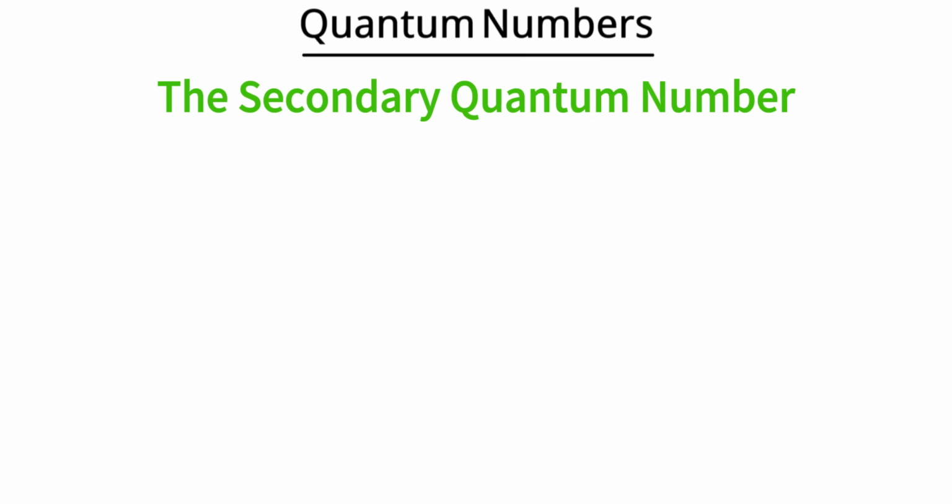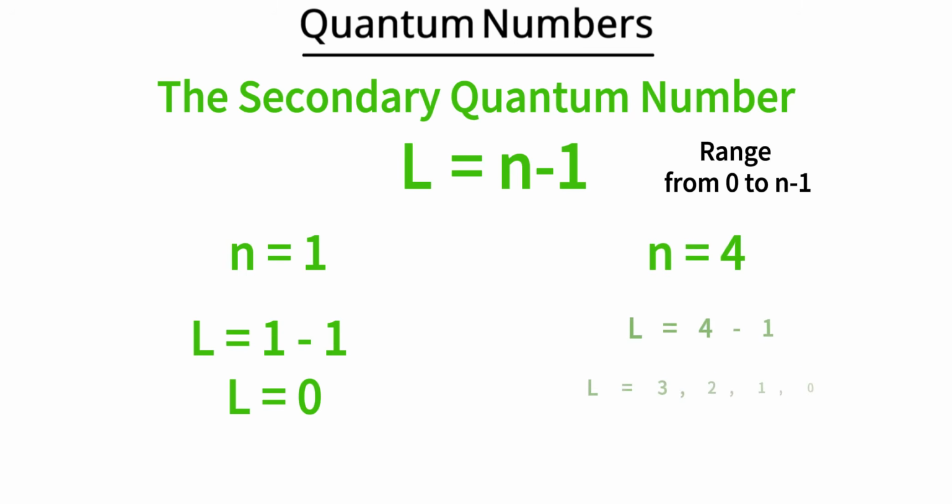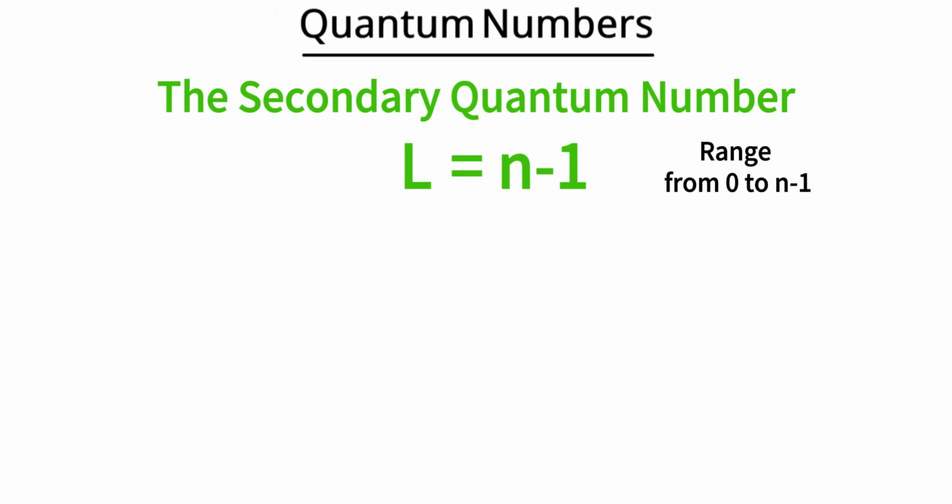and is represented by the letter L. The values of L range from 0 to n-1 for each energy level. For example, if n equals 1, then L can only be 0. If n equals 4, then L can be 0, 1, 2, or 3. Each value of L corresponds to a different orbital shape.